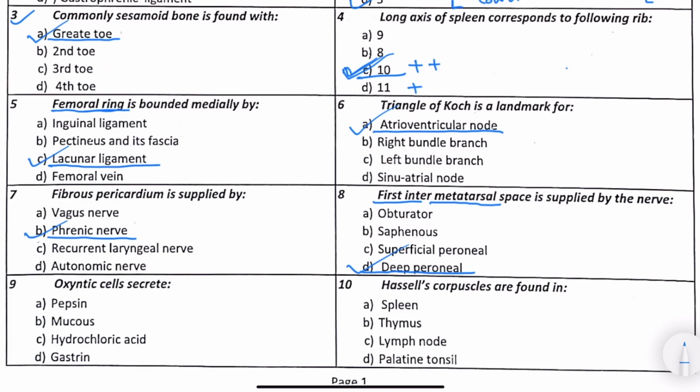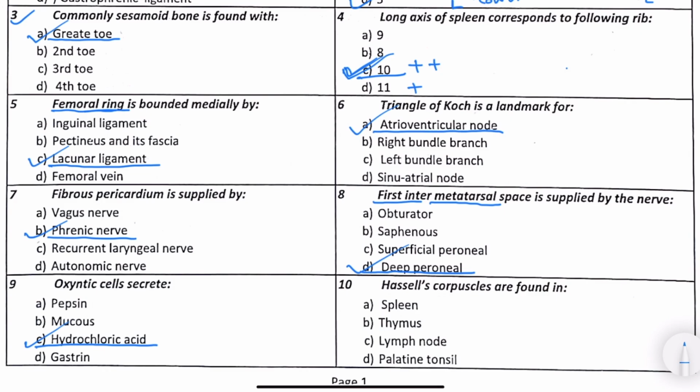Oxyntic cells secrete: pepsin, mucus, hydrochloric acid, gastrin. So let me tell you that oxyntic cells are also called parietal cells or pear-shaped cells or flask-shaped cells. They're present in the gastric glands, mainly on the body of the stomach and also on the fundus of the stomach. And the purpose of these oxyntic cells is to secrete hydrochloric acid or HCl. And remember, they also secrete the intrinsic factor, which is meant for the absorption of vitamin B, mainly B12, cobalamin. So, whatever important points I come across in my mind, I keep telling you so that it might help you in future MCQs.